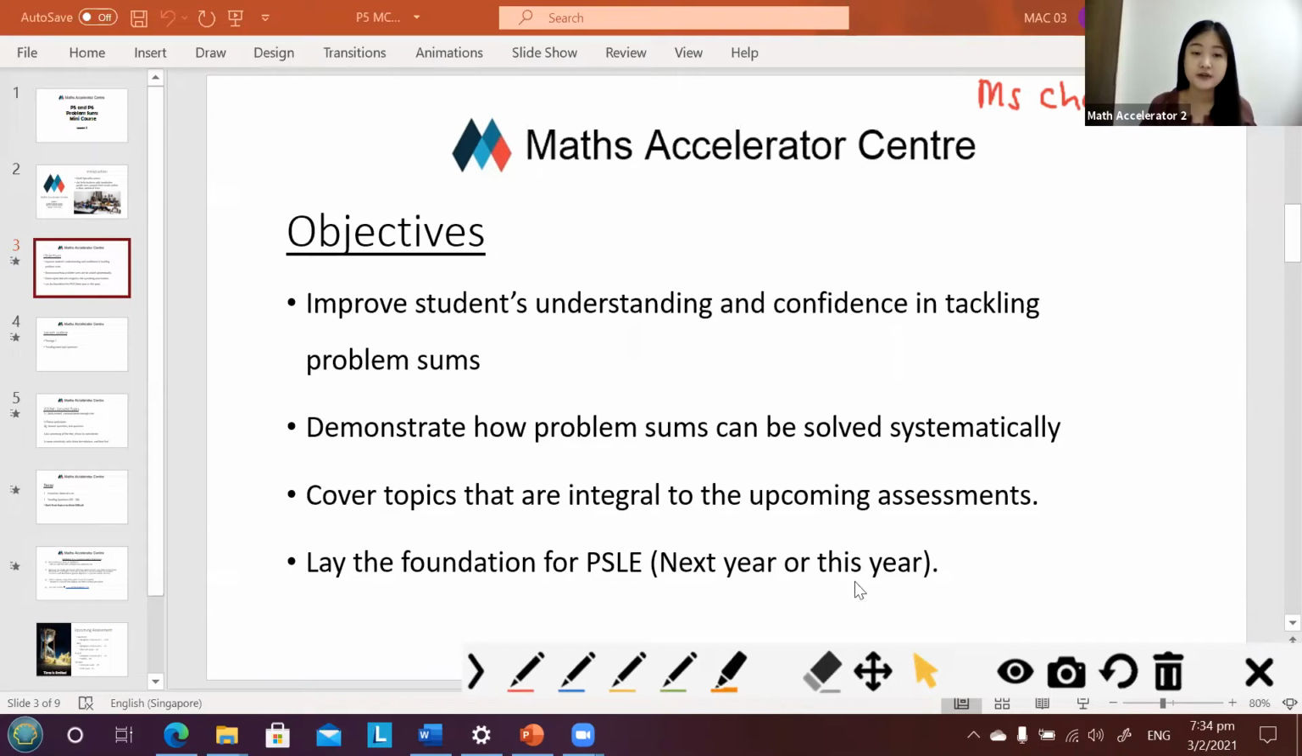We'll also be covering some topics that are integral to the upcoming assessments that you have, be it your Primary 5 or Primary 6. So we'll be laying the foundation for PSLE. If you're P6 this year, that will be relevant for you. If you're P5 this year, it will be relevant for you as well for the next year.